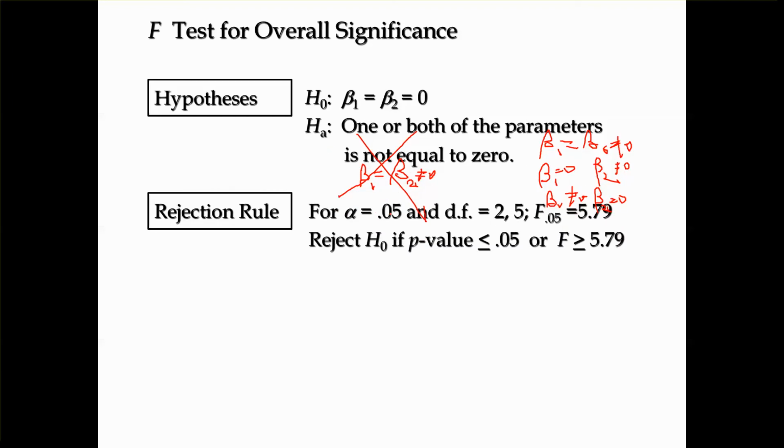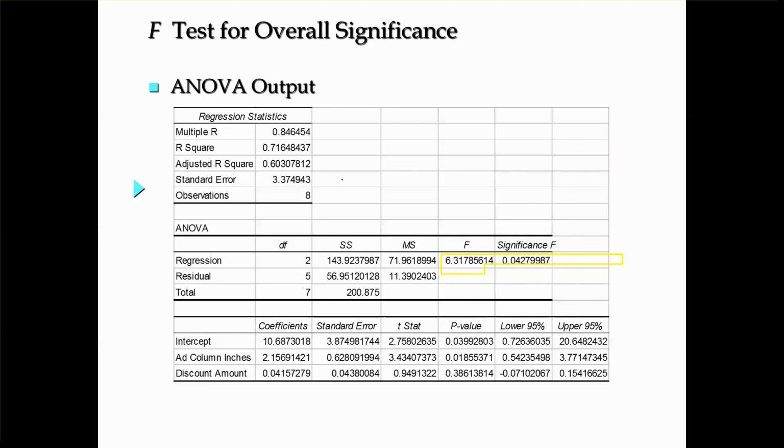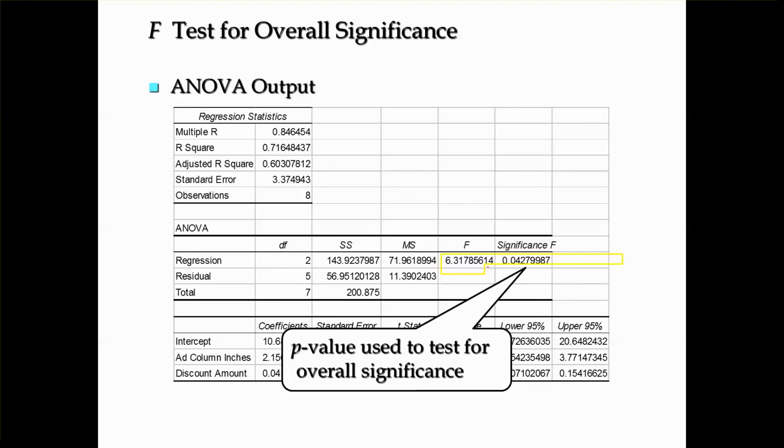Step 2, write down your reject rule. The alpha we pick is 0.05, and the degrees of freedom are 2 for the numerator and 5 for the denominator. The numerator's degrees of freedom are decided by the number of independent variables you have, and the denominator's degrees of freedom are decided by the MSE. The F statistic you check from the F table, or using Excel, is 5.79. So you will reject H null if the p-value is less than 0.05, or the F statistic is larger than or equal to 5.79.